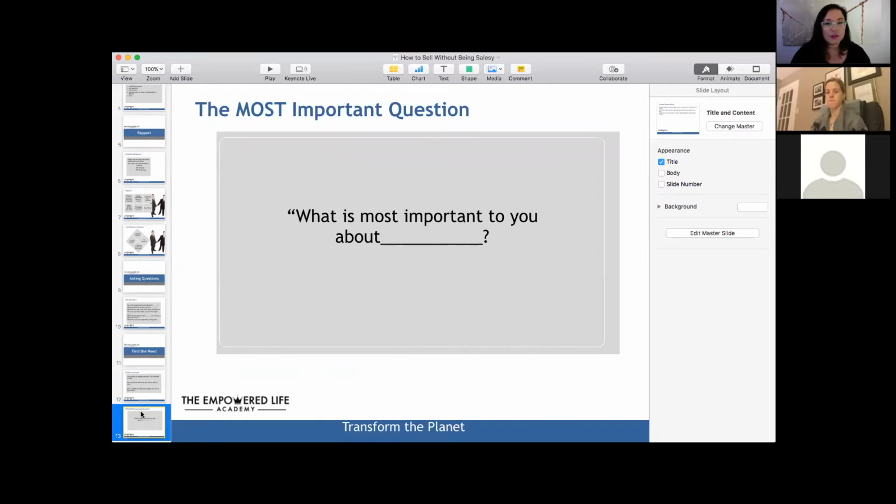Now, here's the most important question that you could possibly ask. And if you only ask one question, one really specific, clear question, this is the one you want to ask. And that is, what is most important to you about blank, your product or your service? You word it exactly like that. What is most important to you about? So for example, in my work, I would say, what is most important to you about coaching?